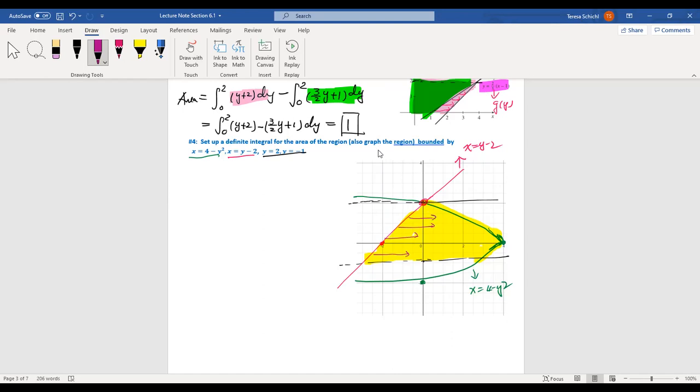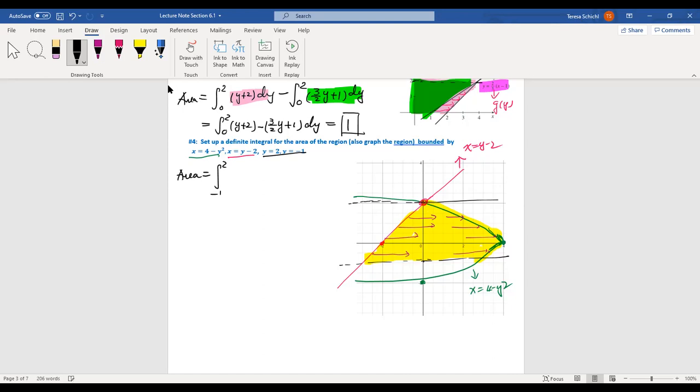So you always start here and end at the next function. You always have an upper bound and a lower bound, the functions here. All right, okay, so now let's start here. So the area here, it will be what? The first thing here: my y is from -1 to 2.